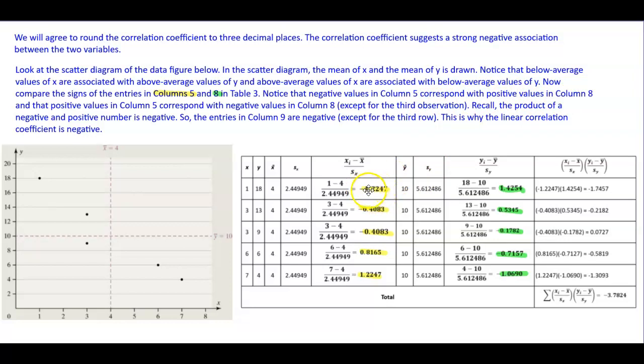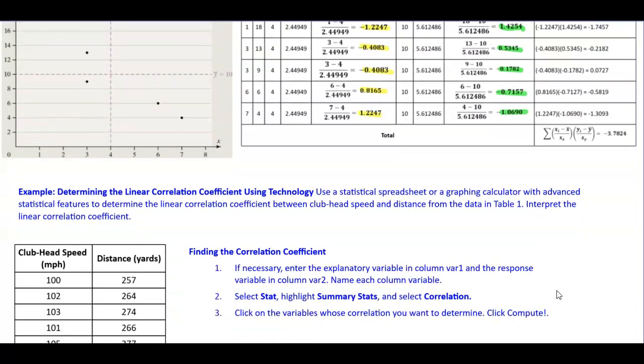Notice that the negative values in column 5 correspond to the positive values in column 8. So here's a negative times a positive, which makes that a negative. This negative times this negative makes that positive. And then the positive values in column 5 times that negative makes that negative. And the same thing here, the positive values times the negative values gives us negative. Now recall that the product of a negative and a positive number is negative. So the entries in column 9 are negative except for the third row. This is why the linear correlation coefficient is negative, because when you add all these numbers up, you're going to get a negative value. That gives us our result and explains why those numbers are the way they are.